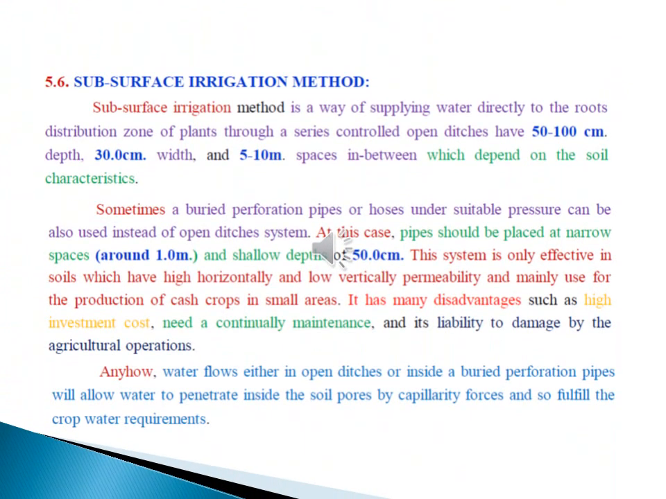Subsurface irrigation is a method of applying water directly to the root zone of plants through a series of controlled open ditches that are 50 up to 100 cm deep, 30 cm wide, and spaced 5 up to 10 meters apart, depending on the soil characteristics. Sometimes, perforated pipes or hoses under suitable pressure can also be used instead of the open ditch system. In this case, pipes should be placed at narrow spaces of around 1 meter and at shallow depths of 50 cm or more.